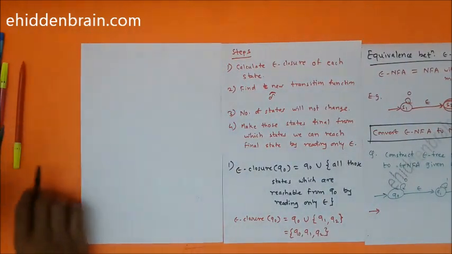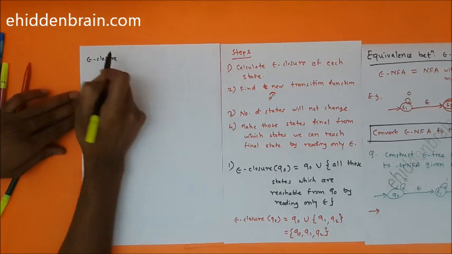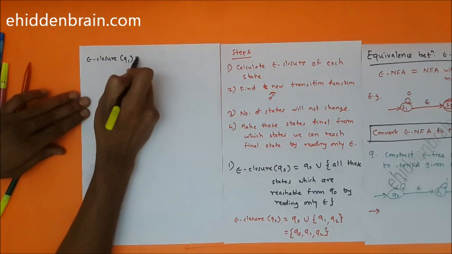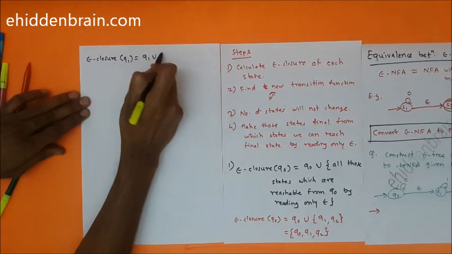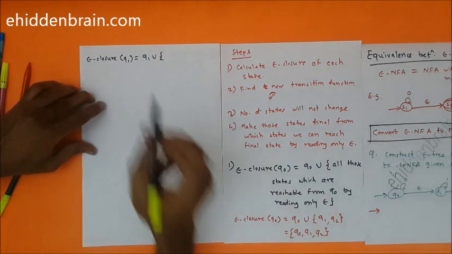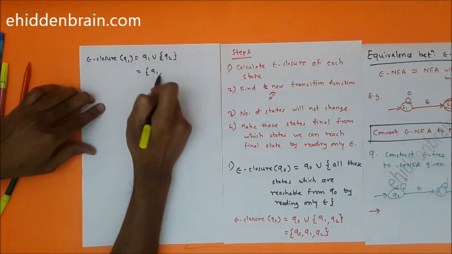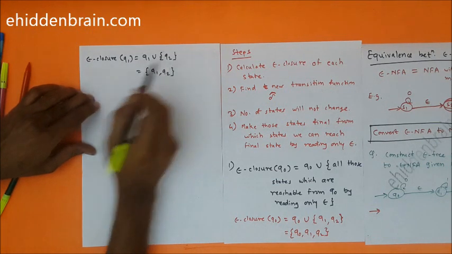So the epsilon closure of Q1. Epsilon closure of Q1 is equal to Q1 union the states reachable from Q1 by reading only epsilon. Where can I go? I can lead to only Q2, and that's why the epsilon closure of Q1 is Q1, Q2.